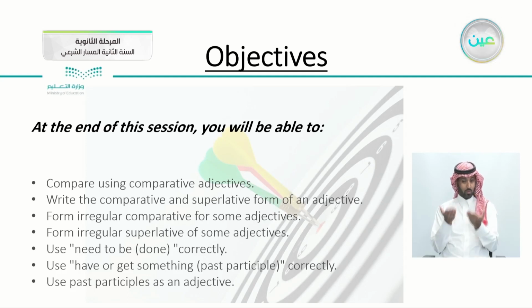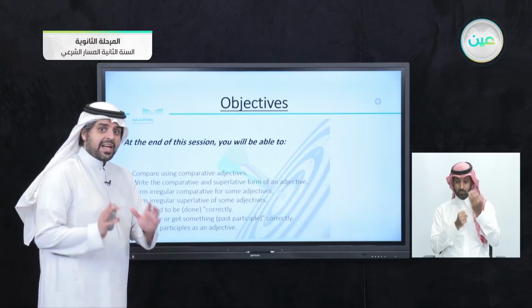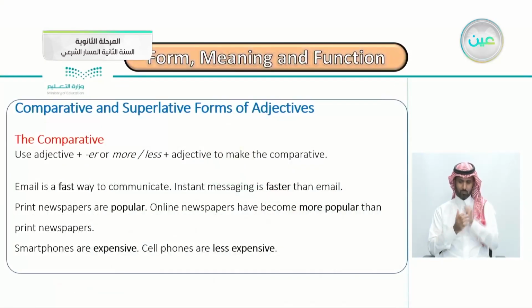Use need to be done correctly. And use have or get something plus past participle correctly. Use past participles as an adjective. So we'll be using past participles as adjectives. So we're beginning here in the form, meaning, function. We're beginning with the comparative and superlative forms of adjectives.